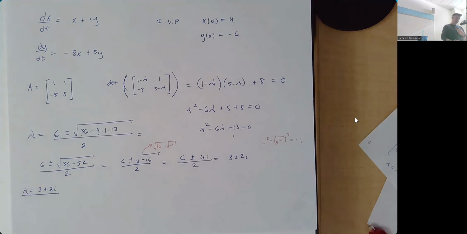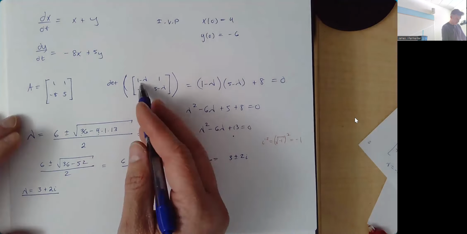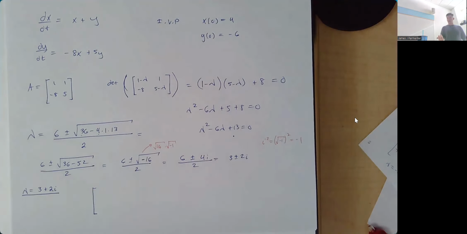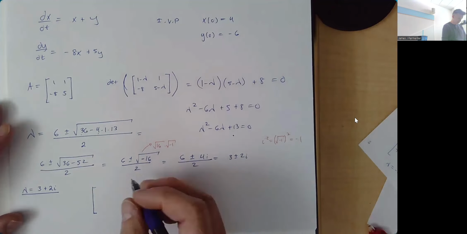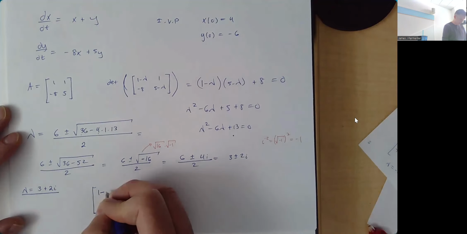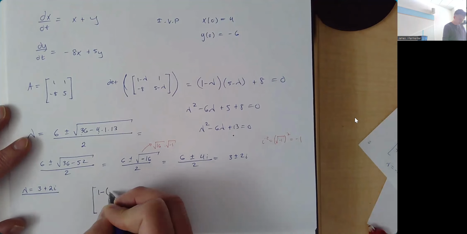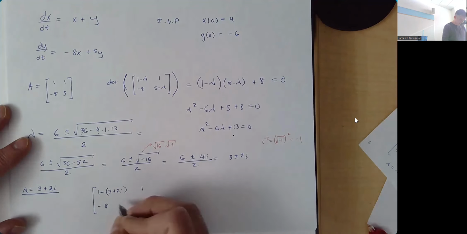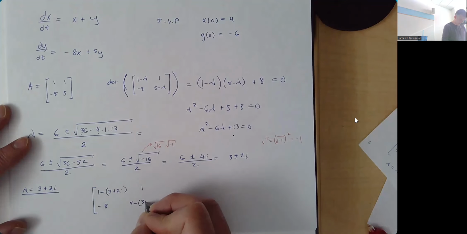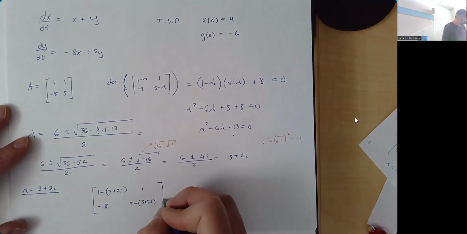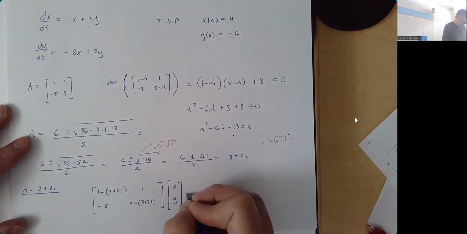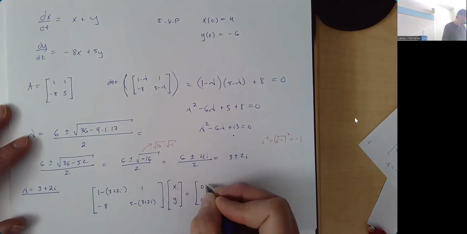Okay, so now the eigenvectors, which is not my favorite part, but we're going to do it. This is definitely where I prefer doing it the way you've been doing it in class. So we're going to do 1 minus lambda. You should make sure you get some parentheses around that. So 1 minus (3 plus 2i), 1, -8, and 5 minus (3 plus 2i), times your unknown eigenvector equal to 0, 0.